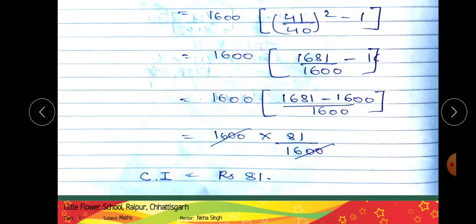1600, 41 square is 1681. You will calculate the square, you will multiply and you have to calculate it, right? And upon it, 4 square is 16, so 40 square will be 1600, minus 1. We'll solve it, the 1600 will get cancelled. What we are getting as the answer is rupees 81. So compound interest is rupees 81, right?